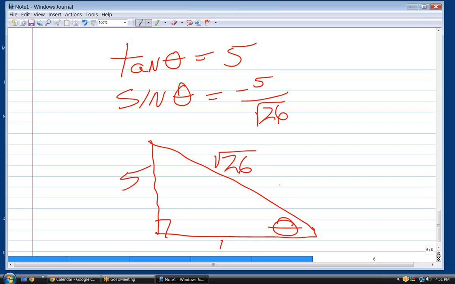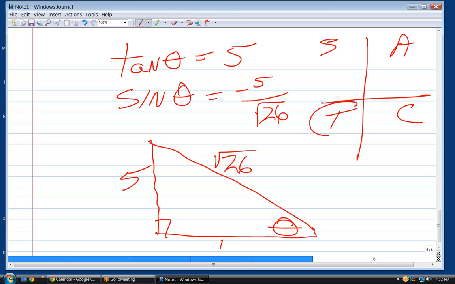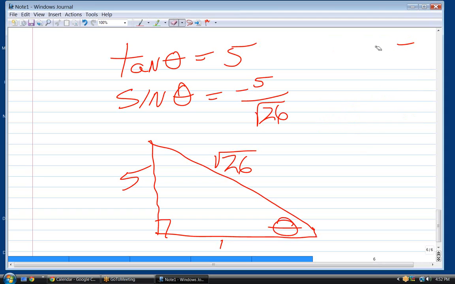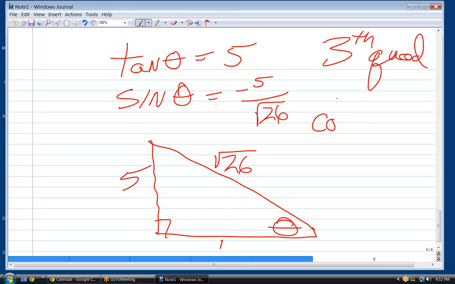Now, how is it that sine is negative and tangent is positive? That tells us what quadrant we're in. Isn't that a 3? All students take calculus. Yeah, want to be in the T. Has to be in the third quadrant. That's the only place where tan is positive and sine is negative. Like I was just saying, we're in the third quadrant. So let's figure out what cotangent is.